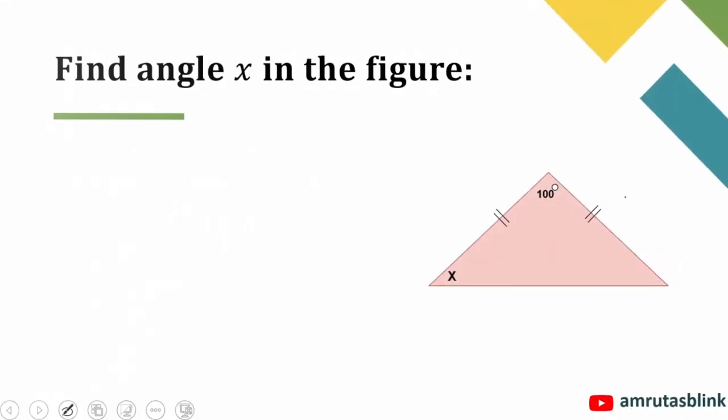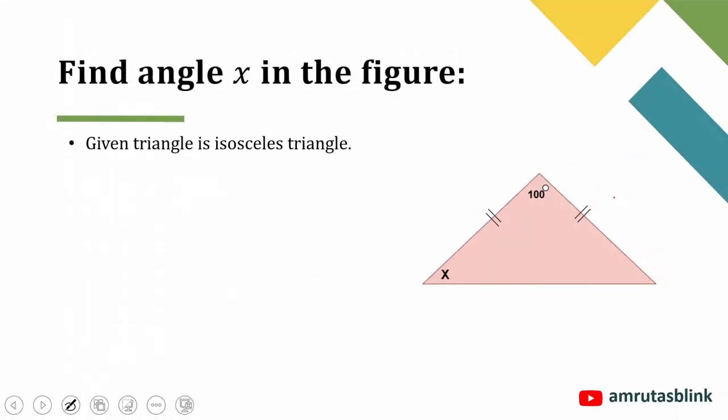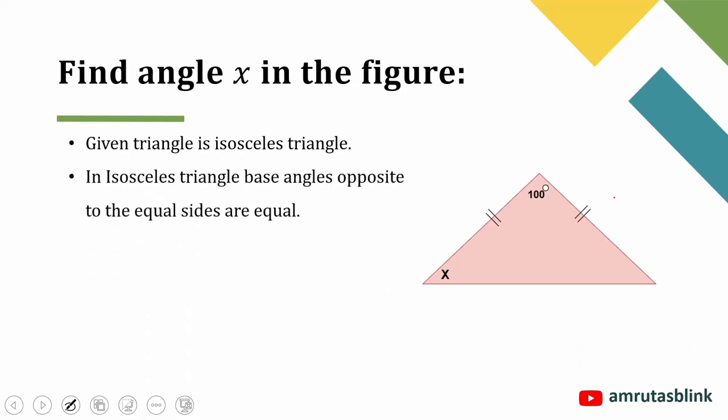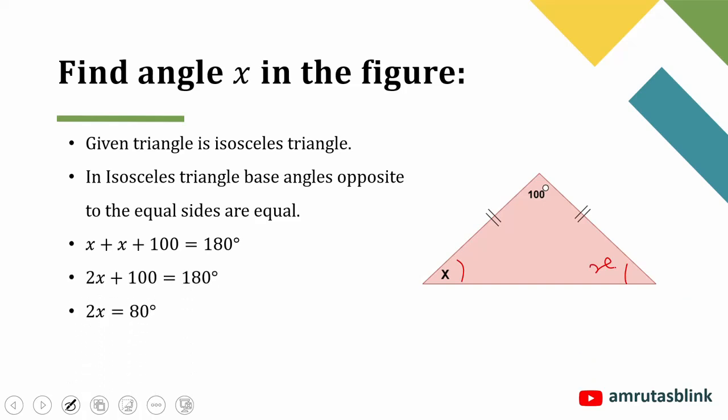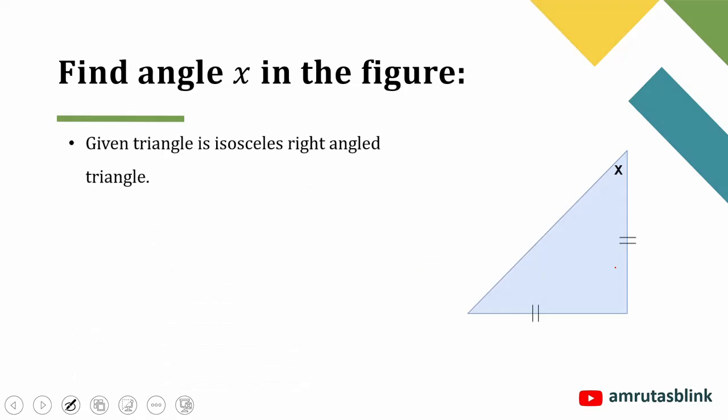Find angle X in the figure. Given triangle is an isosceles triangle. In an isosceles triangle, base angles opposite to equal sides are equal. Now, this angle is X, so this angle will also be X. Hence, we can say that X plus X plus 100 is equal to 180 degree by angle sum property. So, 2x plus 100 is equal to 180 degree, 2x is equal to 80, and hence X is equal to 40 degree.